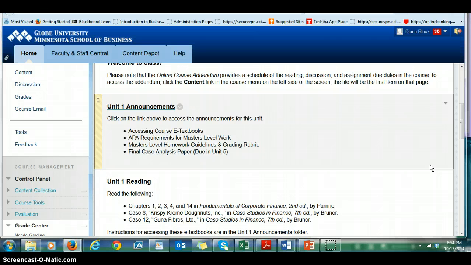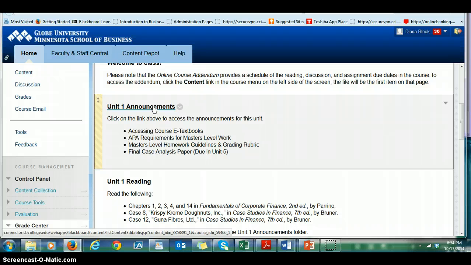duties. So, first of all, I want to point out before we get started, there are some announcements in the class, and I've got that pulled up here for you to see. The Unit 1 announcements includes instructions on accessing the course ebooks, the APA requirements for master's level work, the homework guidelines, the grading rubric, and the instructions for the final case paper. Just click on this link to get to all that information.